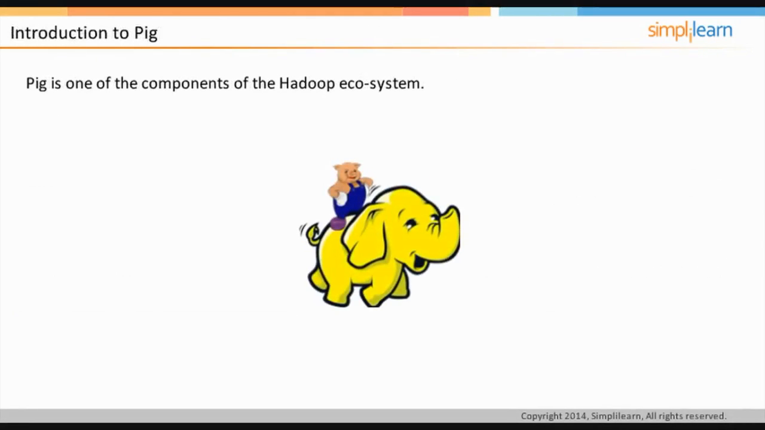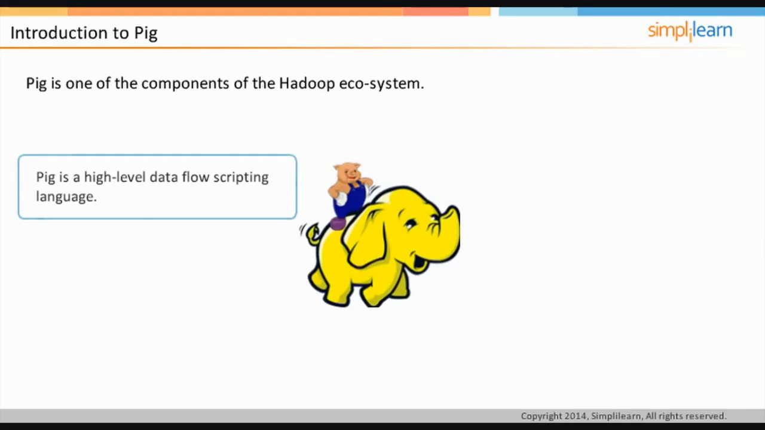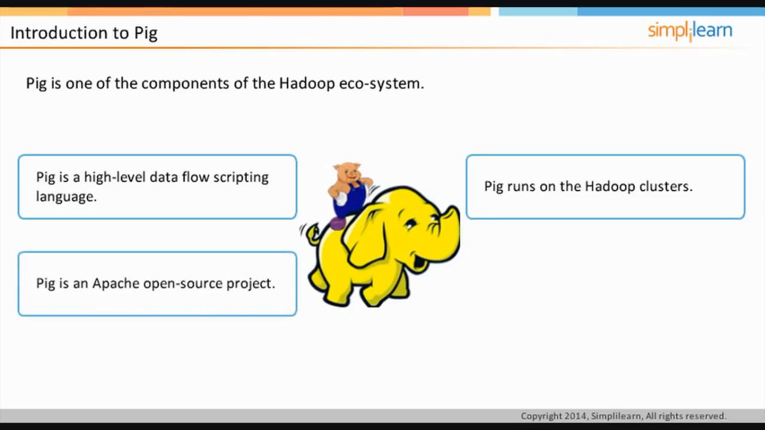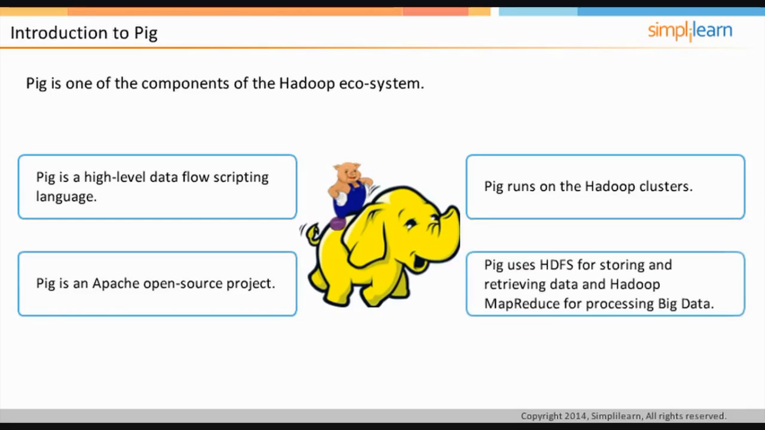Pig is one of the components of the Hadoop ecosystem. It is a high-level data flow scripting language. Pig runs on Hadoop clusters. It was initially developed by Facebook for their project as they did not want to use Java for performing Hadoop operations. Later, Pig became an Apache open-source project. Pig uses HDFS for storing and retrieving data, and Hadoop MapReduce for processing big data.